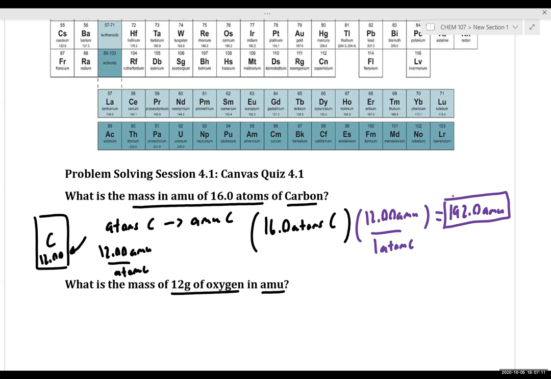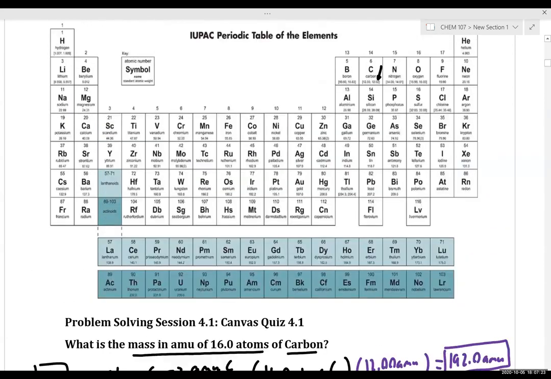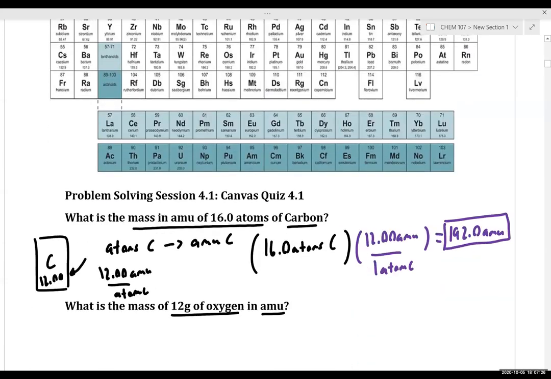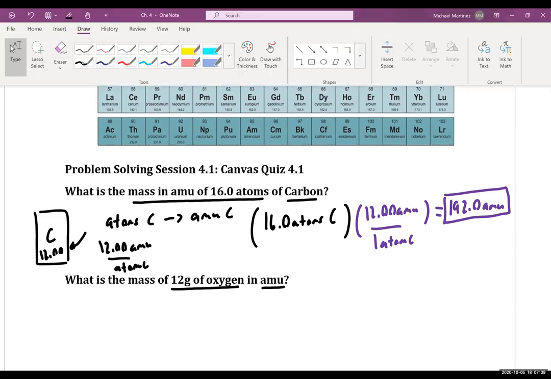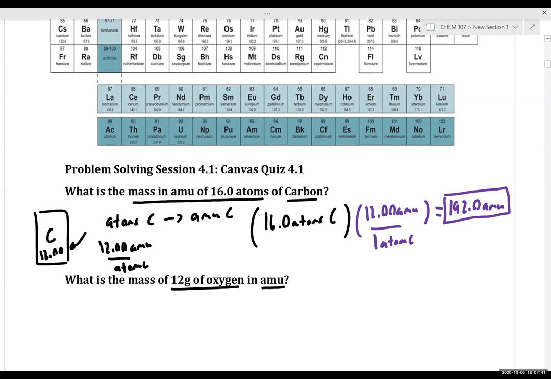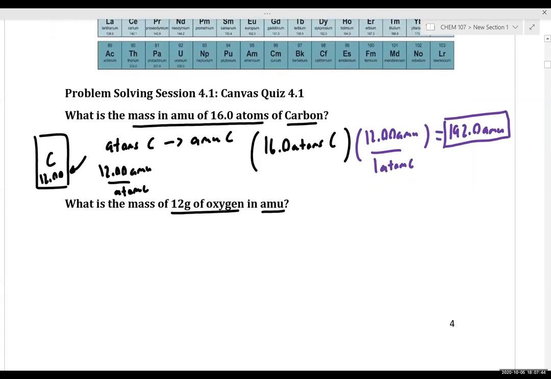So to calculate mass, we take the atoms of carbon and multiply by its atomic mass in AMU. We get the atomic mass again from the periodic table, just like we did for hydrogen. Remember, each atom has a different atomic mass. Does this first example make sense to everyone? Yes. Perfect.